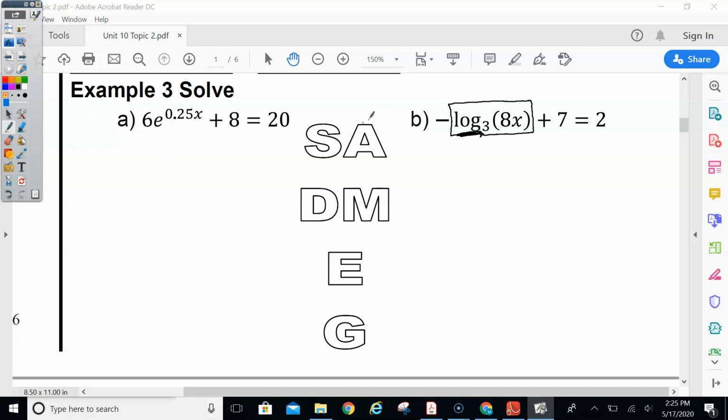So the way we do that is we undo order of operation, so we're using SADMEP here. So the first thing is to subtract or add any numbers outside the log, which would be the +7. So we're going to subtract 7 from both sides. Now this negative is not part of the log, so I'm going to rewrite it as -1 times log base 3 of 8x equals -5.